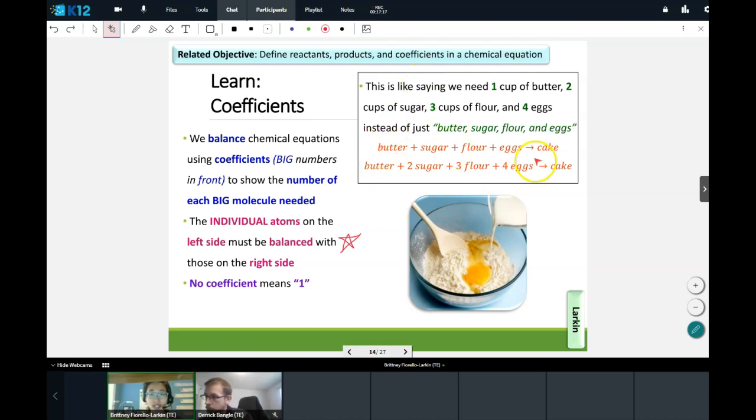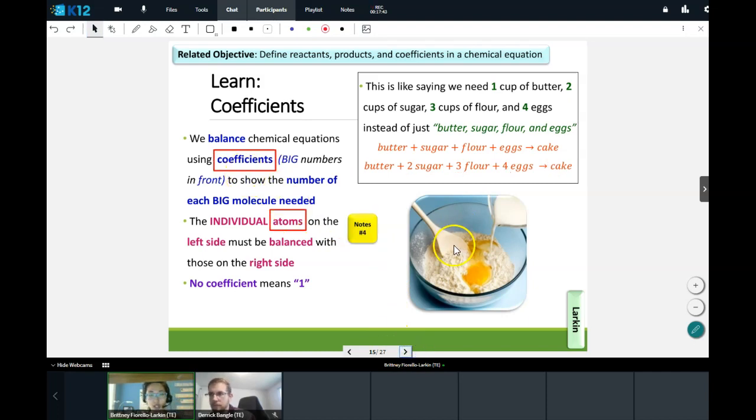So this is like, instead of saying, hey, to make a cake you need butter, sugar, flour, and eggs, if I told you that, you would be like, that's not useful, Miss Larkin. I don't know how to make a cake because I don't know the amounts. So instead, now we have a balanced equation, where 1 cup of butter, which I left as a blank because blanks mean 1, 2 cups of sugar, 3 cups of flour, and 4 eggs will make 1 cake. All right, so we're going to see that in just a moment.